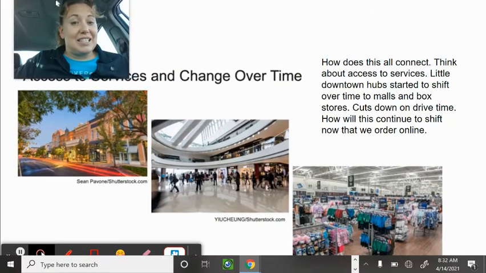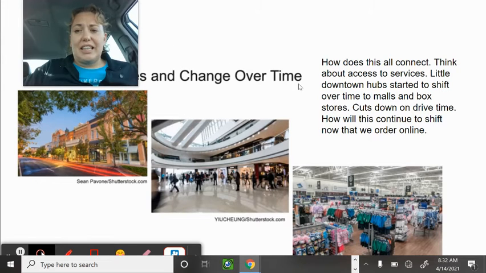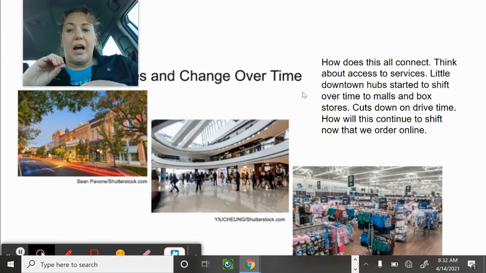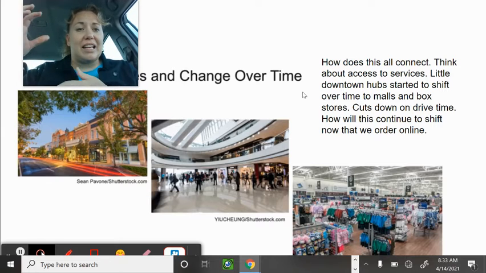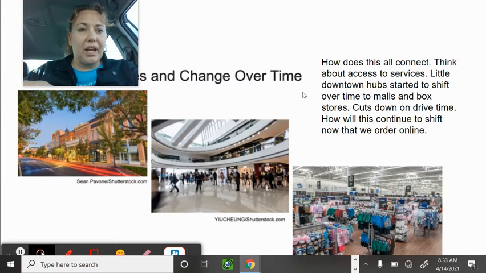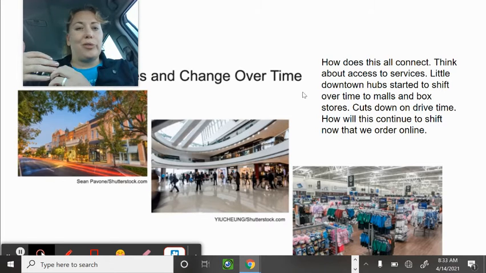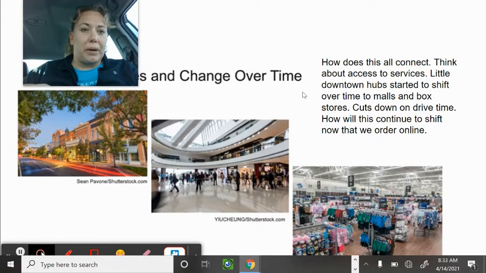Okay, access to services. Think about little downtown hubs, like Fountain, for example. Little old town Fountain, where the city hall is, used to be kind of a hub of Fountain, and then the Mesa, where Safeway is, up by where my house is, has just exploded and become the new central focus for downtown Fountain.